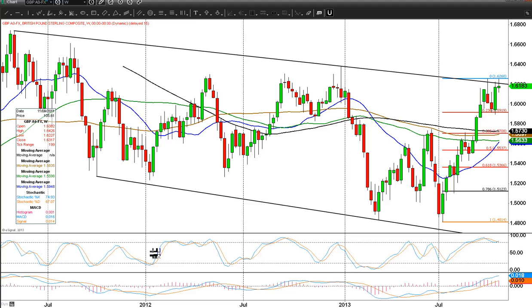We're going to have a look at cable again this morning. We've been following this quite closely during the week for two or three reasons. The first reason is the weekly chart that you can see here.